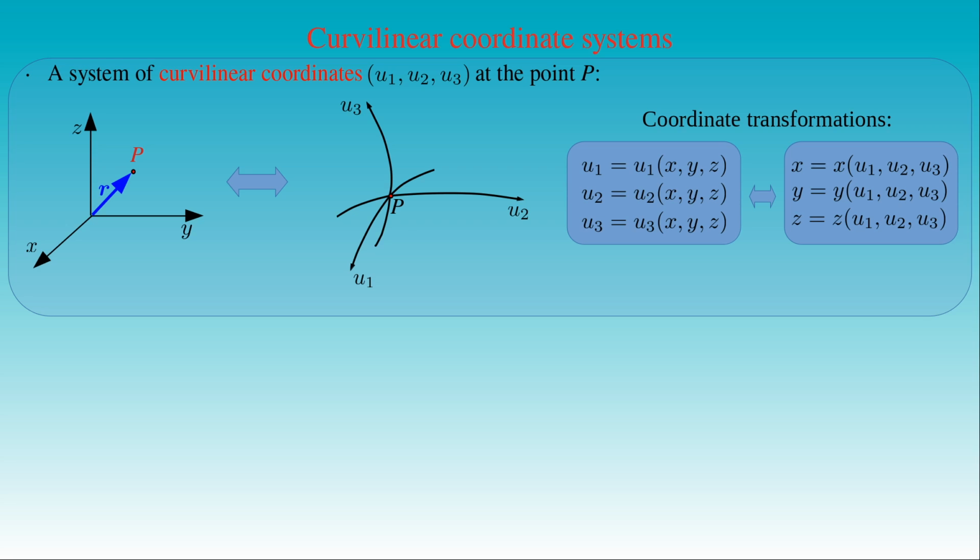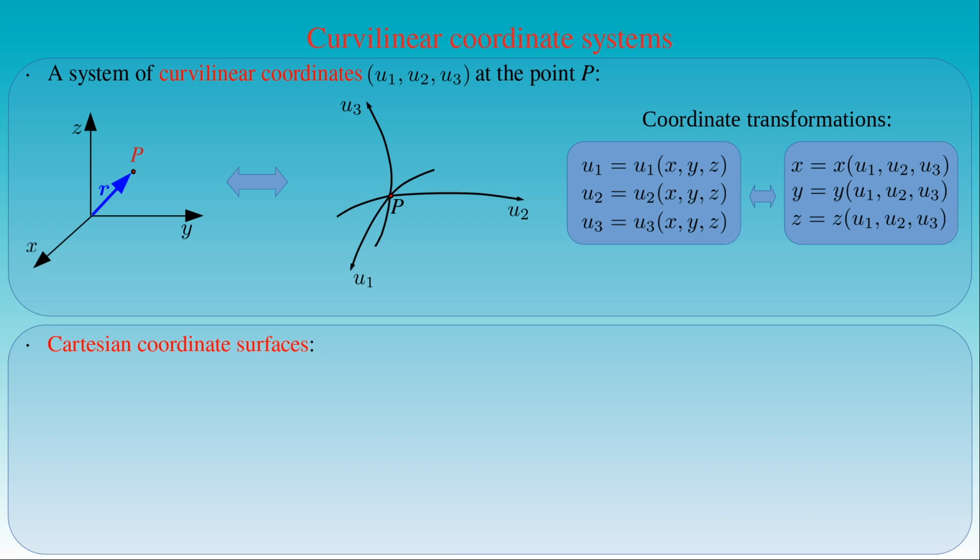We can also consider the point sets, where one of the coordinates is fixed while the other two coordinates are arbitrary. These two-dimensional point sets are called coordinate surfaces. In the case of the Cartesian coordinates, for x equal to a constant we have a family of planes parallel with the yz plane. Here we see the plane for x equal to 0 in one of the octants of the coordinate system.